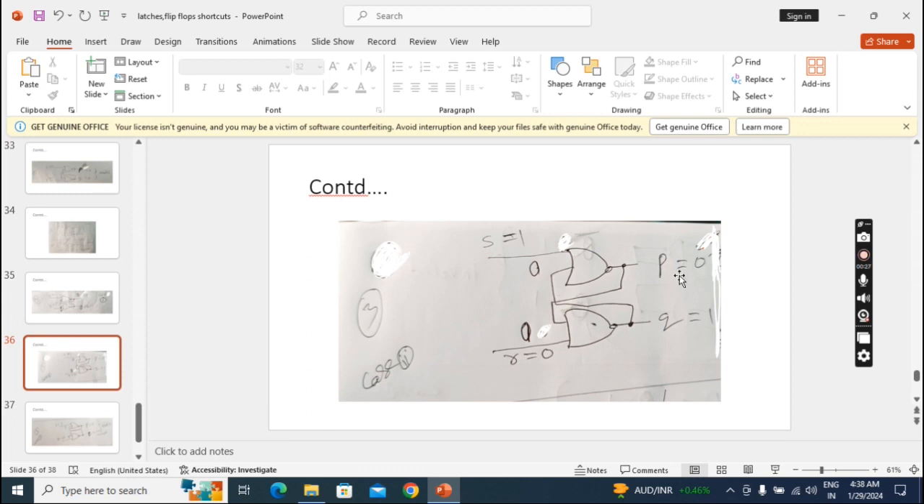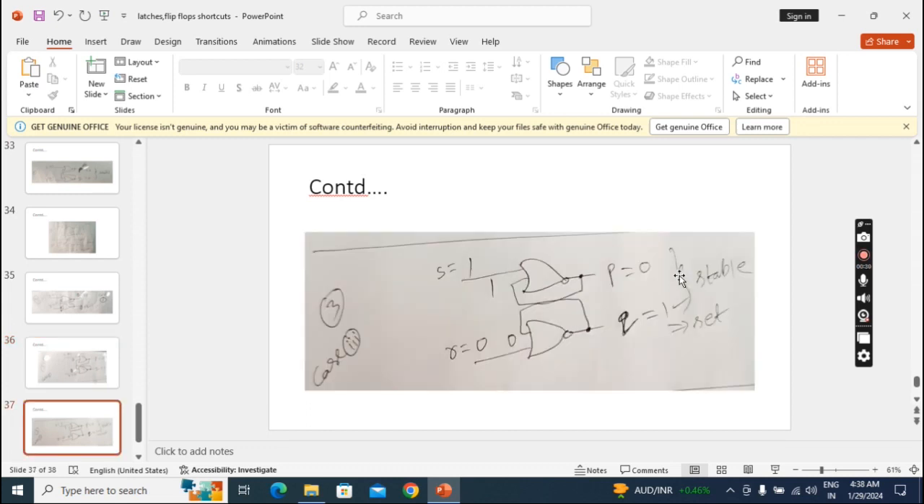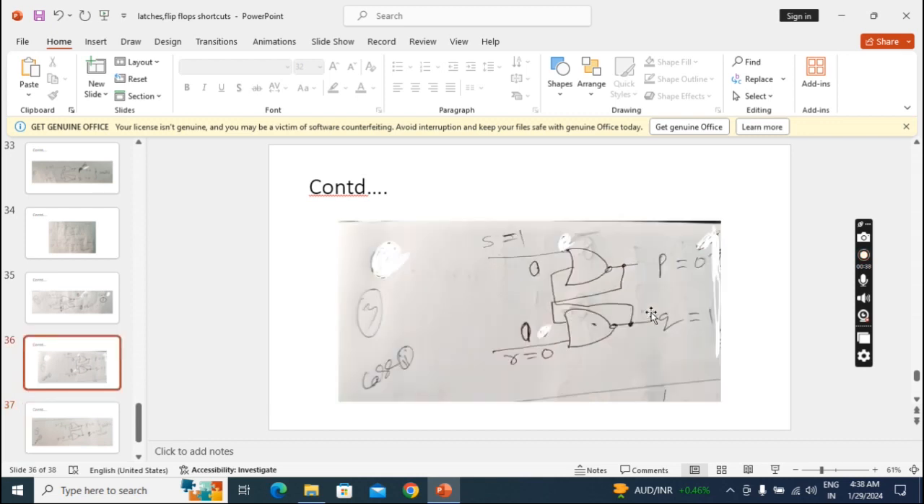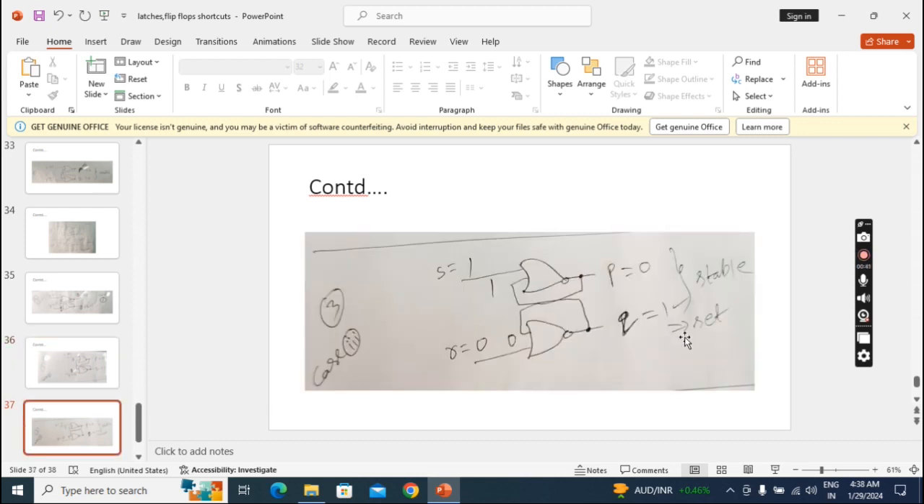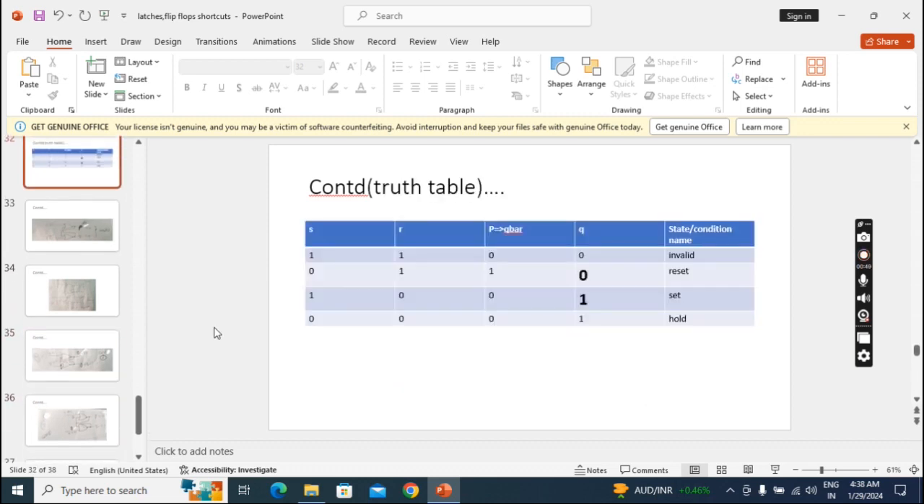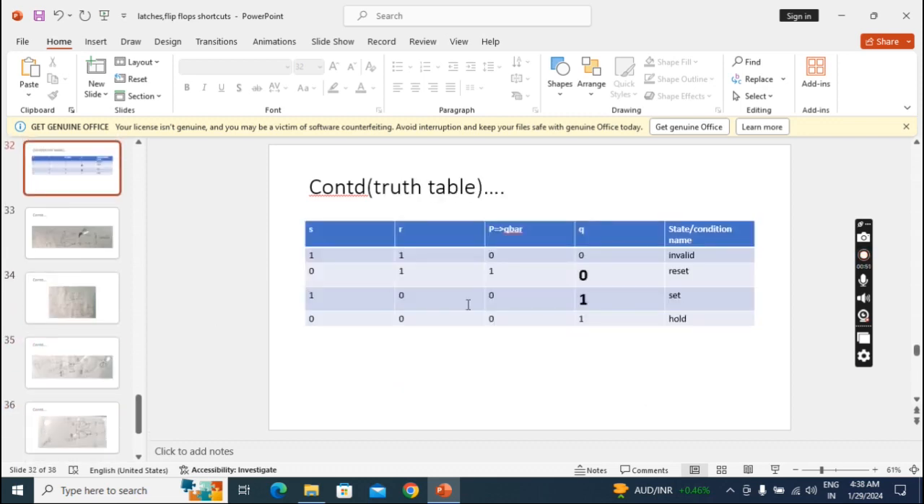Then again in the third case I maintained the same inputs and fed back the second-case outputs. Then it is maintaining the same. So it is a stable output. So I will take this as the final output for condition 3. So when S equal to 1, Q is 1. It means 1 is stored. It is called set.